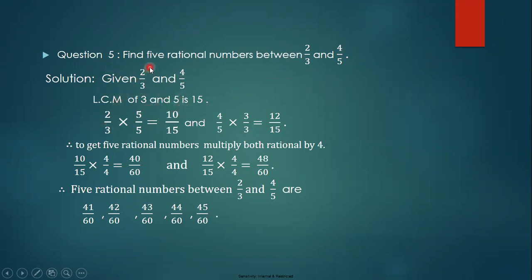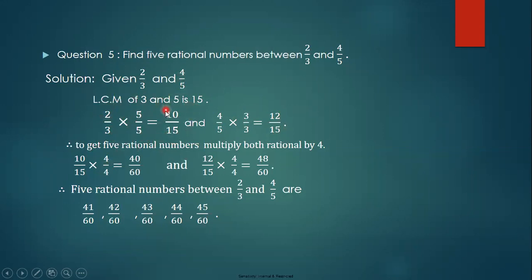So to make the first rational number 2 by 3 have denominator 15, I'll multiply by 5. So 3 5s are 15, 2 5s are 10. So you have to multiply both numerator and denominator by 5. So you'll get the rational number 10 by 15. Then one more, here I have 4 by 5. To make the denominator 15, what do I multiply? 3. 5 3s are 15, 4 3s are 12. So you have to multiply both numerator and denominator by 3. So I'll get the number 12 by 15.